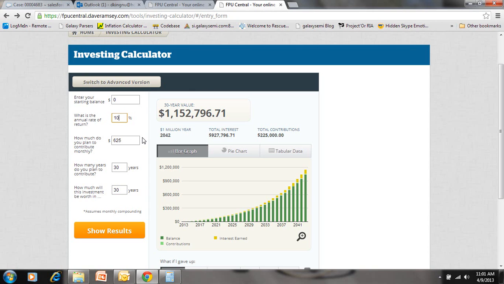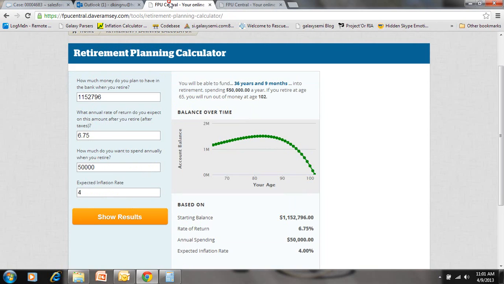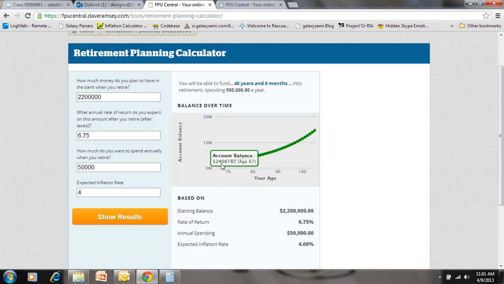Say, okay, maybe we don't get 9%, maybe we get 10%. Maybe we get the 12% that Dave was talking about. With that slight increase in percent, it went up to 2.2 million. And if we come down here and put 2.2 million, and we show results, an interesting thing happens.